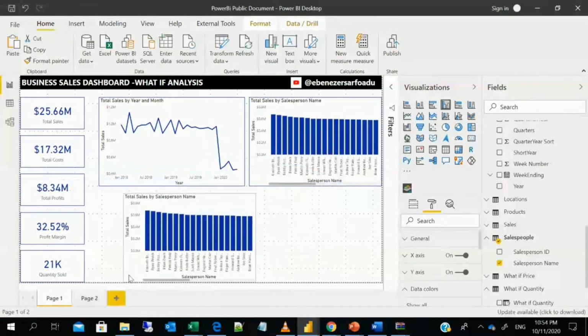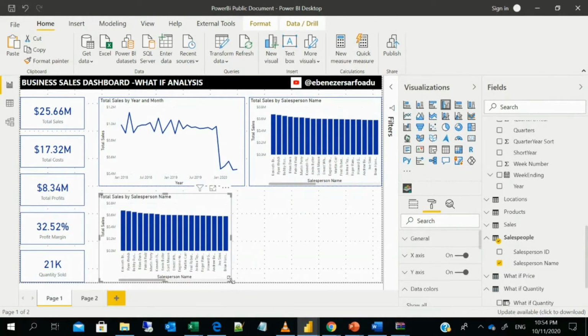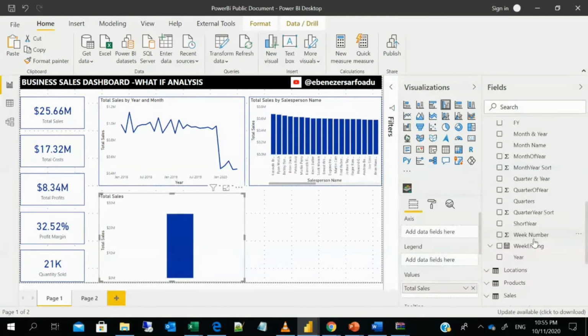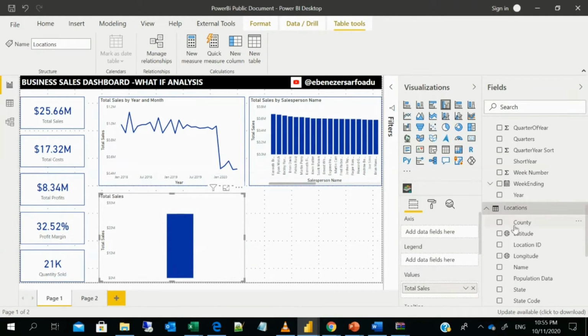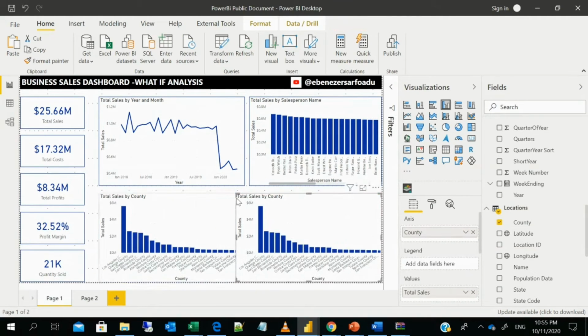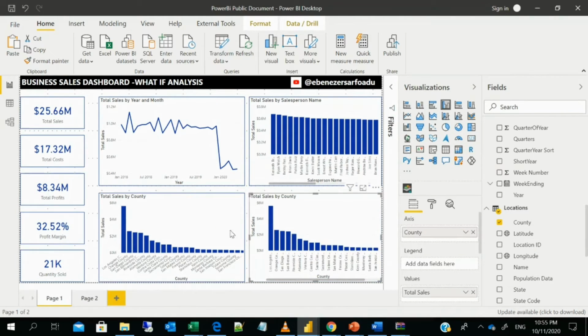Let me copy and paste. Let me have about, let's say, 4 visuals. I have also sales per, I think we have counties. That's the location. So let's see sales per county. Could have plotted it in a map, but that's not the focus now. We'll look at that later. Just trying to look at descriptives of the data before we go to the actual what if analysis.